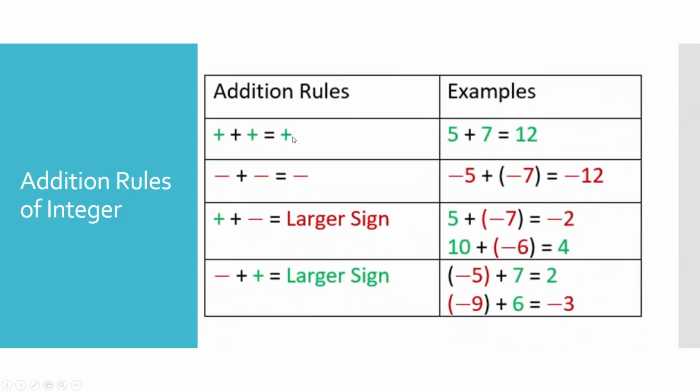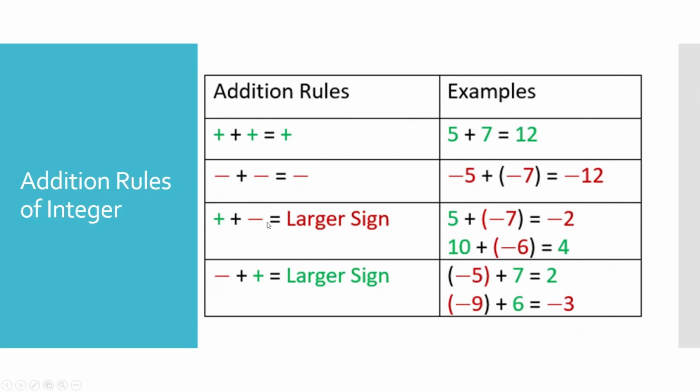So for addition, there are 4 types of rules. I have given the rules here, and on the right, I have given the examples. So first you see, if you add 2 positive numbers, the result will be positive, like 5 and 7. Both positive numbers, the result is 12. 5 plus 7 is 12. Now, if you add 2 negative numbers, negative with negative, the result will be negative also. Like you see here, -5 and -7, the result will be -12. So with 2 negative numbers, the result is negative.